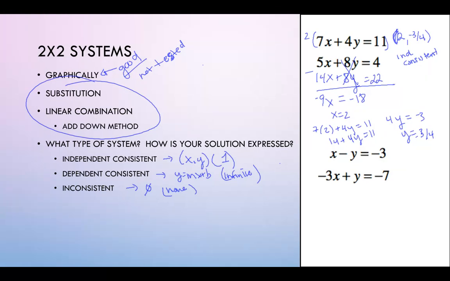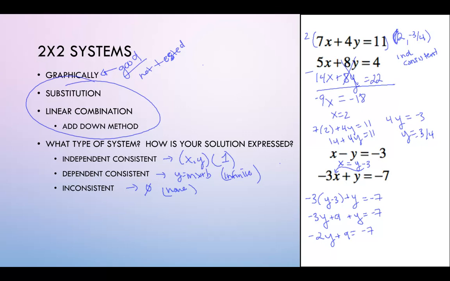For this one, I'm going to do substitution. So I'm going to go ahead and add y. So this is x equals y minus 3. And I'm going to choose to put this in the place of x. Negative 3 times y minus 3 plus y equals negative 7. Negative 3y plus 9 plus y equals negative 7. Negative 2y plus 9 equals negative 7.